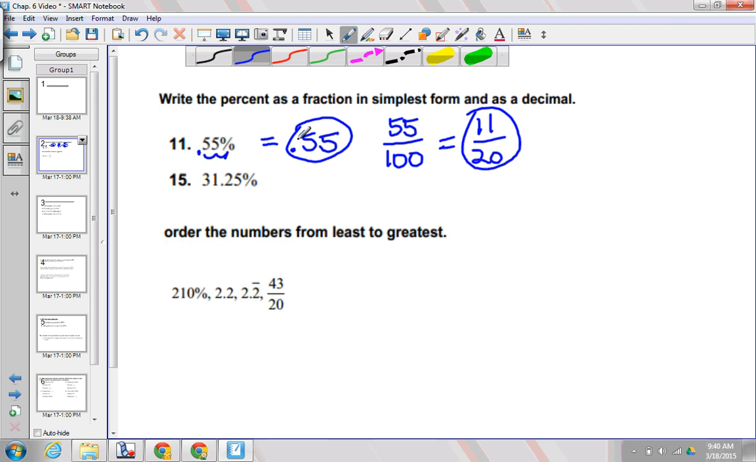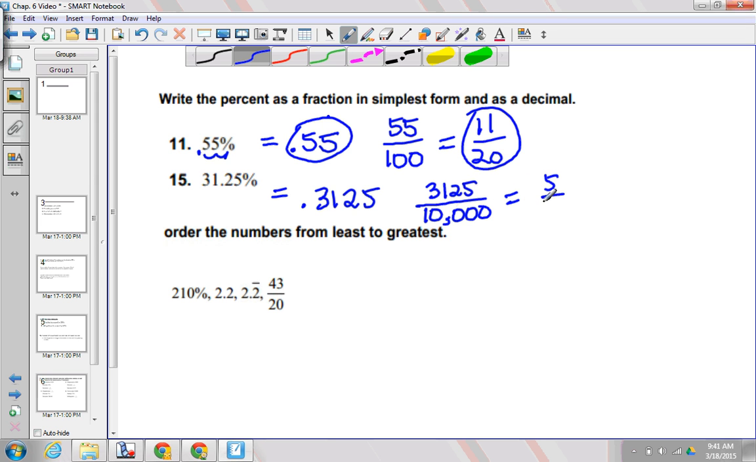Okay, for number 15, our decimal would be 0.3125. This goes out to the 10,000ths place. We can simplify. This could be done in many steps. You can actually divide by 625 if you knew that. I didn't know that either. And we end up with 5/16. Those are our two answers.